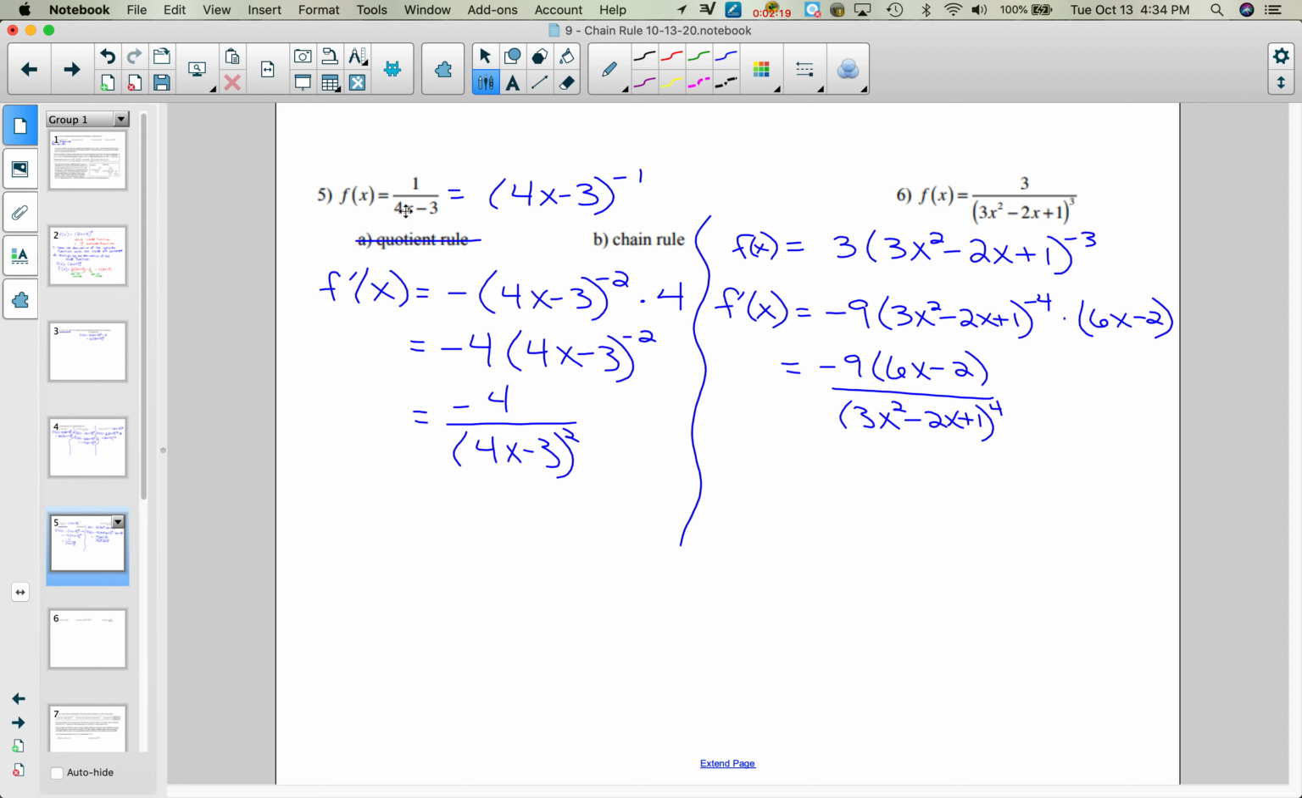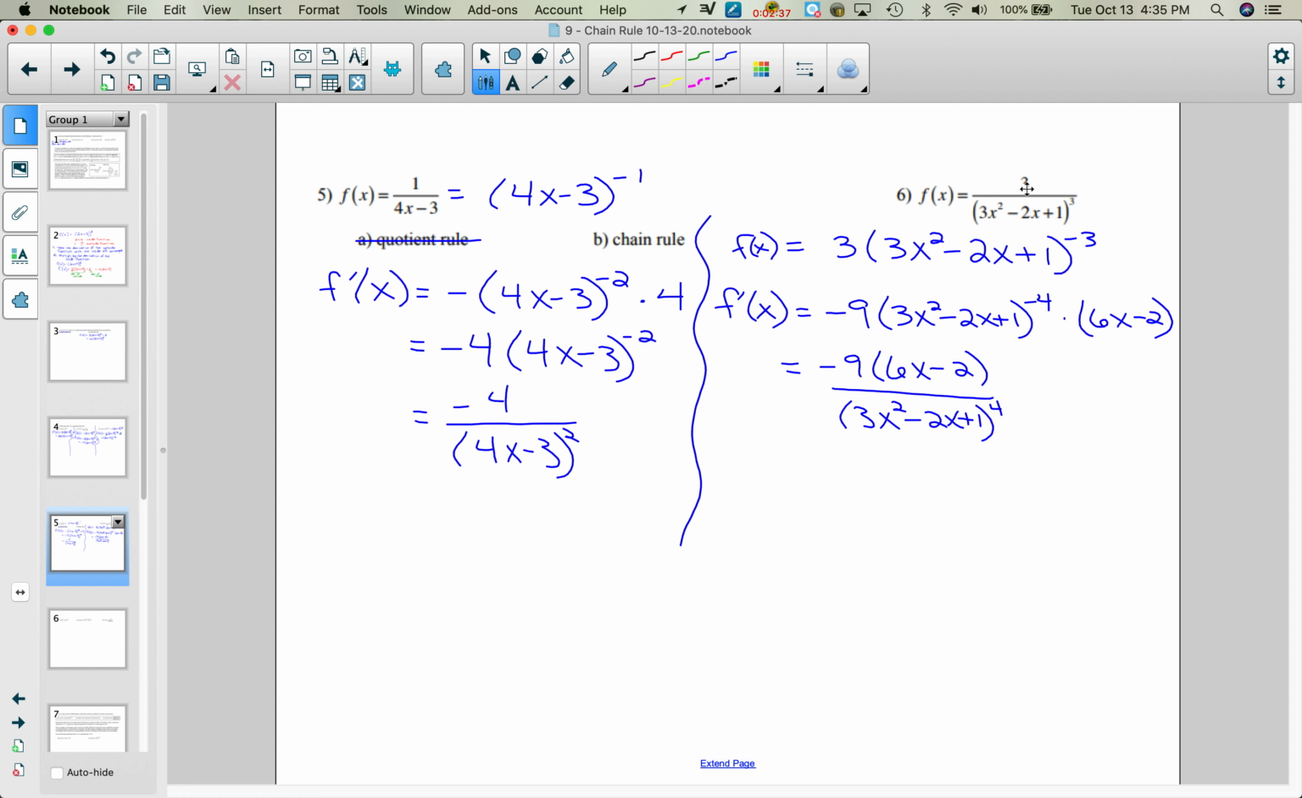Then for number 5, I didn't use the quotient rule, I just went ahead to show how you would do this with the chain rule. So you're going to do the derivative of the outside function again, so negative 1, or just negative, 4x minus 3, drop the power, times the derivative of what's inside, and then clean it up.